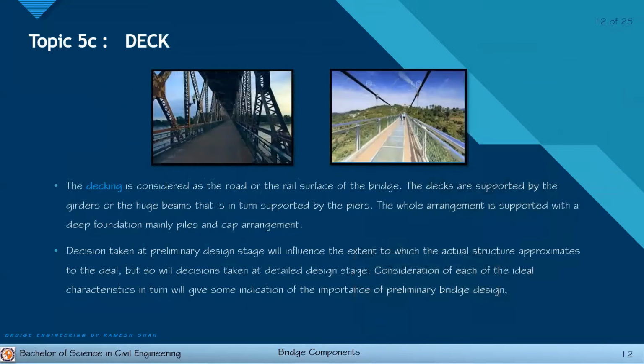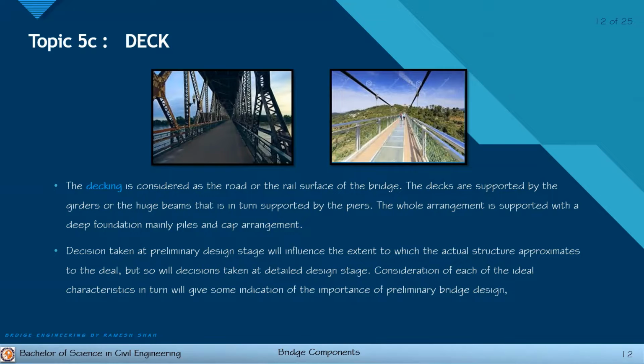So next, we have the topic 5C deck. The decking is considered as the road or the rail surface of the bridge. So para siyang ganyan na nasa picture na makikita natin. It is plainly the surface of the bridge na makikita natin kung saan nagpapasa yung mga vehicles or any live loads na dumadaan sa ating bridges. The decks are supported by the girders or the huge beams that is in turn supported by the piers. The whole arrangement is supported with a deep foundation, mainly piles and cap arrangement.